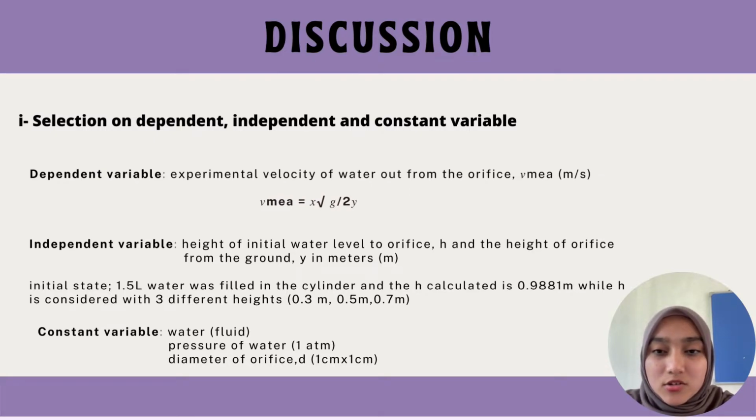And next, the constant variables are the type of the fluid used, which is water, the pressure of water also constant, and the diameter of the orifice D is also fixed, which is 1 cm.